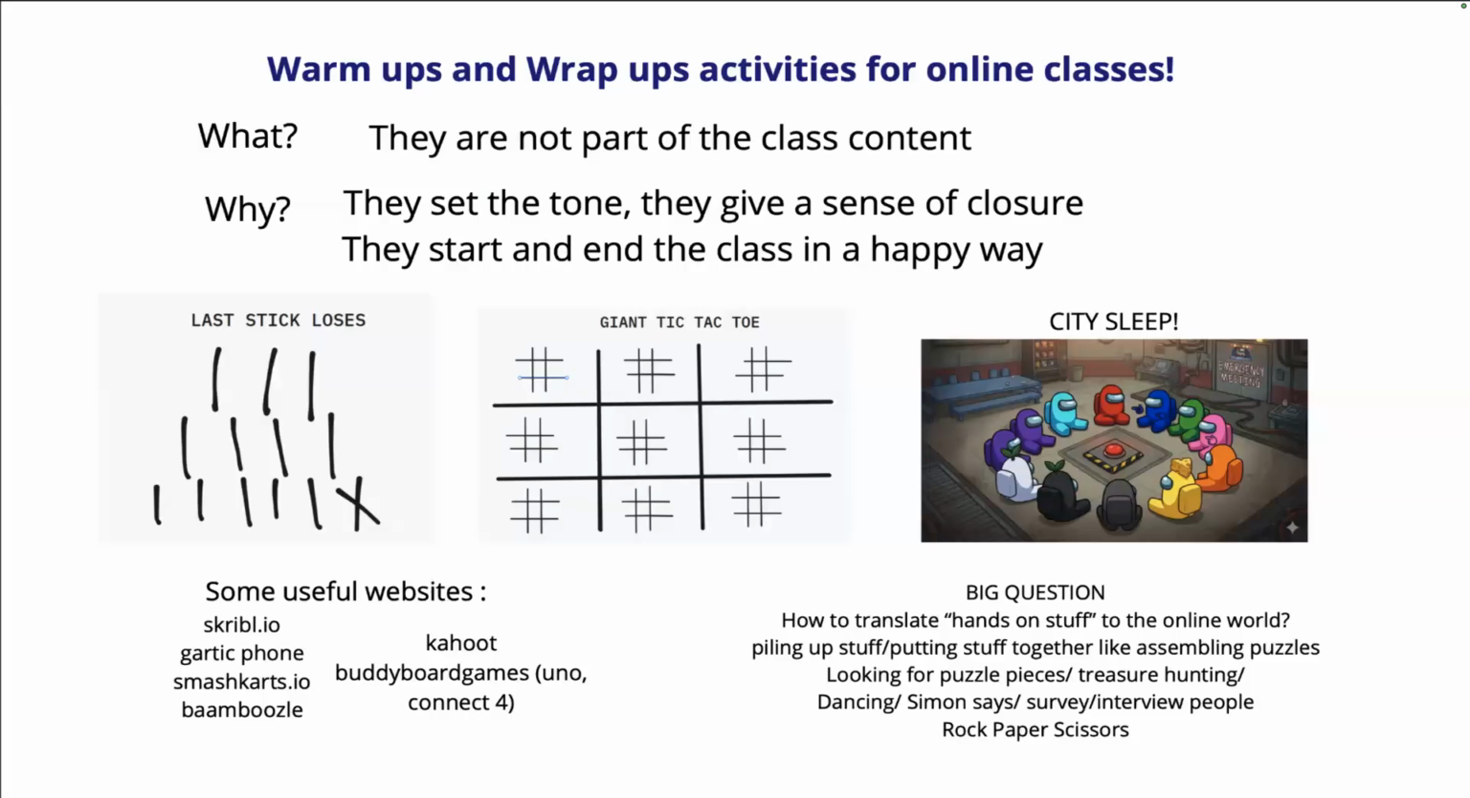One of these games is called Last Stick Loses. I draw these 3 rows of sticks. It's this first image right there on the left. The first row has 3 sticks. The second has 4. The third has 6.